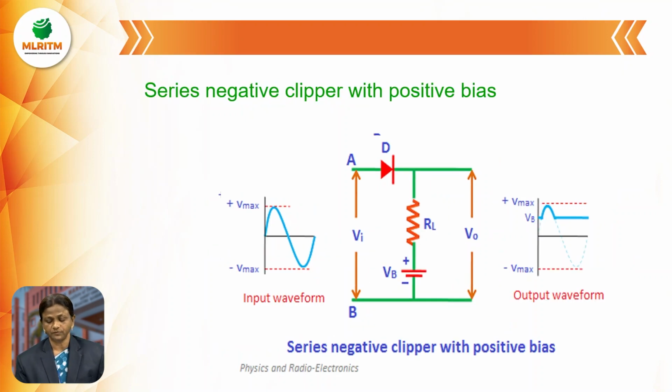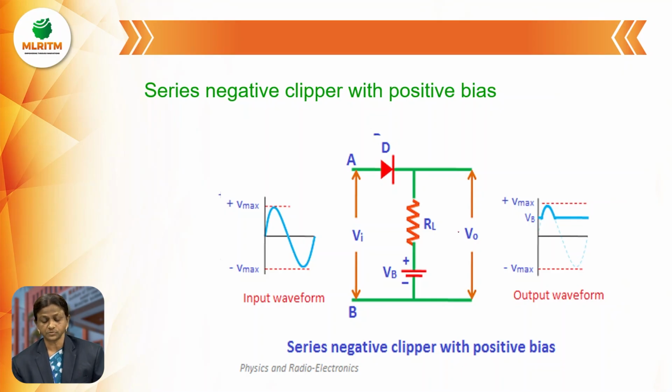So series negative clipper with positive bias. Series negative clipper with positive bias means for the above circuit, connect one external voltage or reference voltage in series to the diode through RL. So circuit must be like this. Here input is nothing but AC signal. It contains both positive half cycle as well as the negative half cycle.